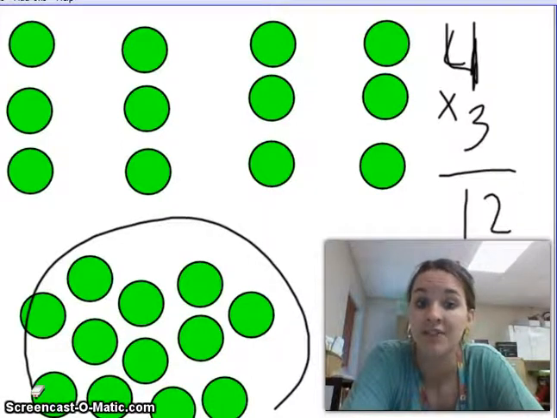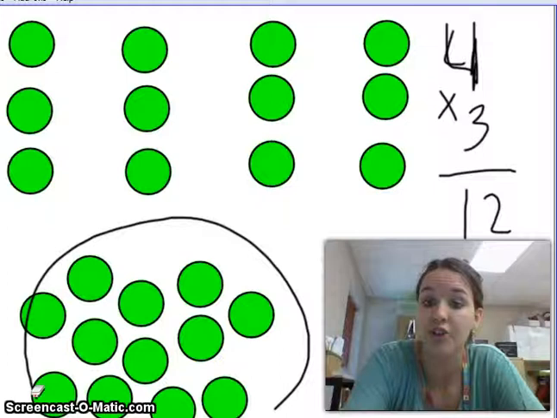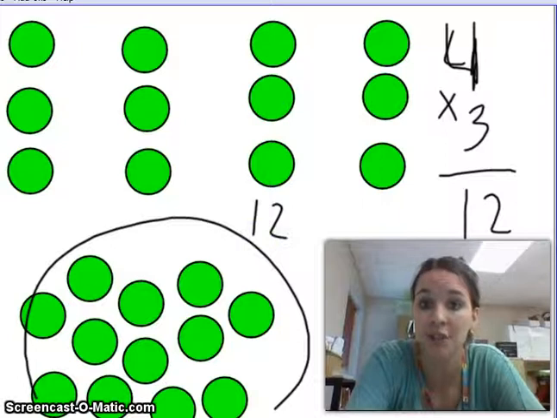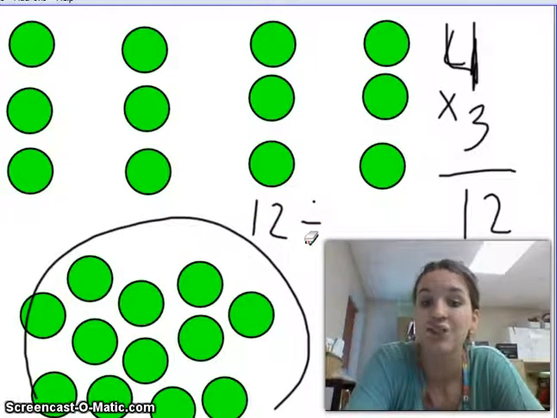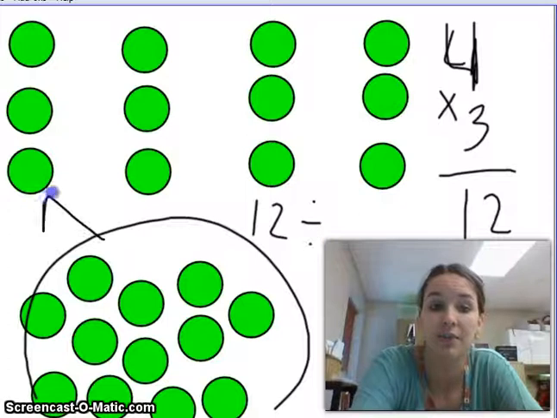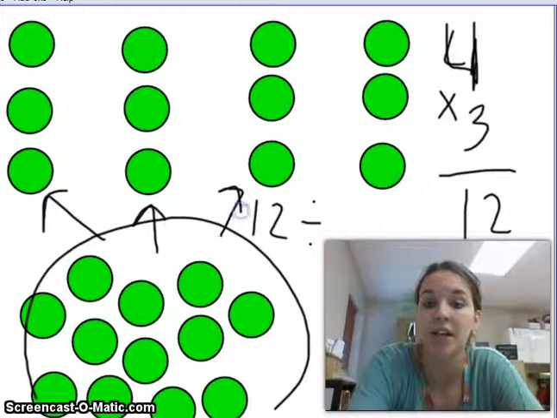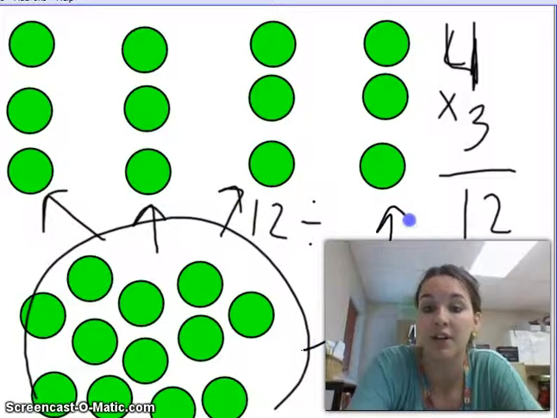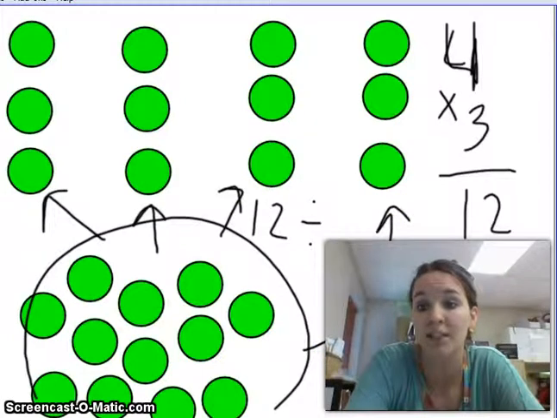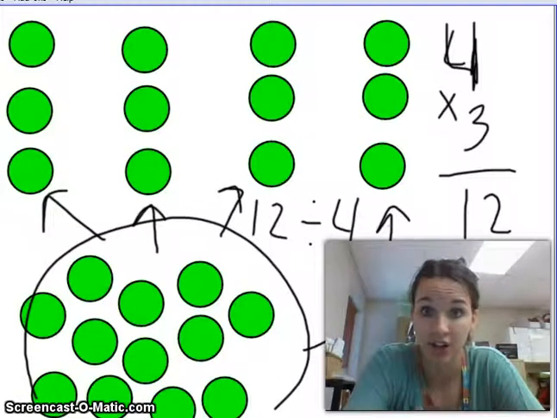So if I were doing division, I would be taking those 12 chips, and I'm going to be dividing those 12 chips into 4 groups. So I'm going to put some of them here, I'm going to put some of them here, I'm going to put some of them here, and then I'm going to put some over here. So I'm taking those 12 chips and I'm putting them into 4 groups. Then I would want to know how many are in each group. Well, I know that the answer would be 3.